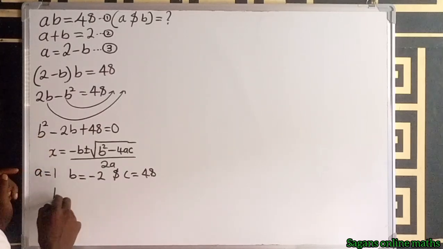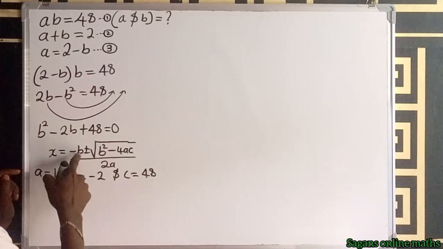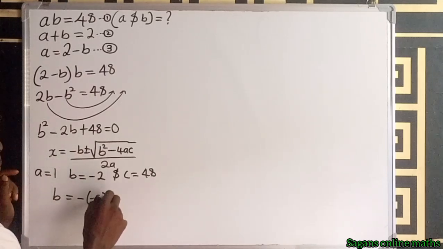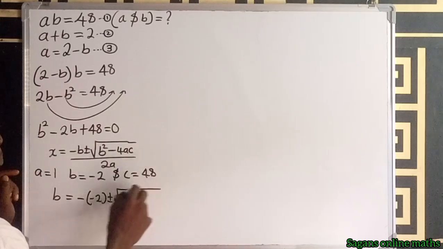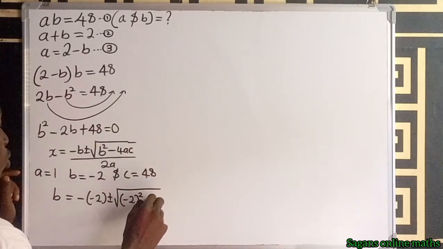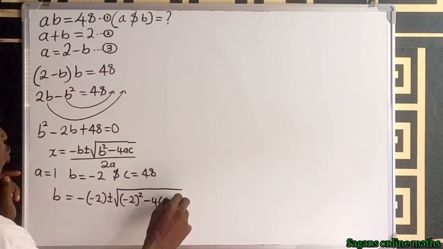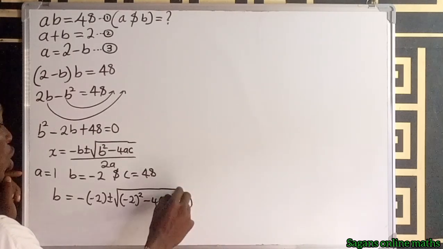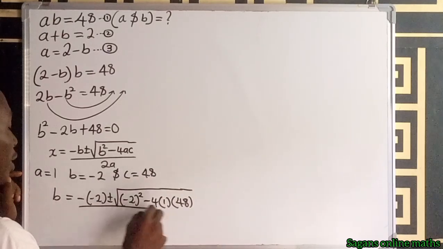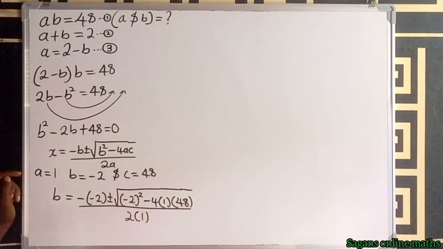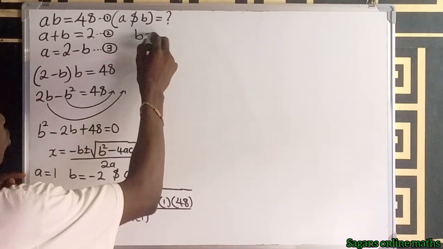Since we're looking for B, we replace B in place of X. So our B is equal to minus, minus 2, plus or minus the square root of minus 2 squared, minus 4 into A, which is 1, multiplied by C, which is 48, all divided by 2 into 1, because our A is 1.